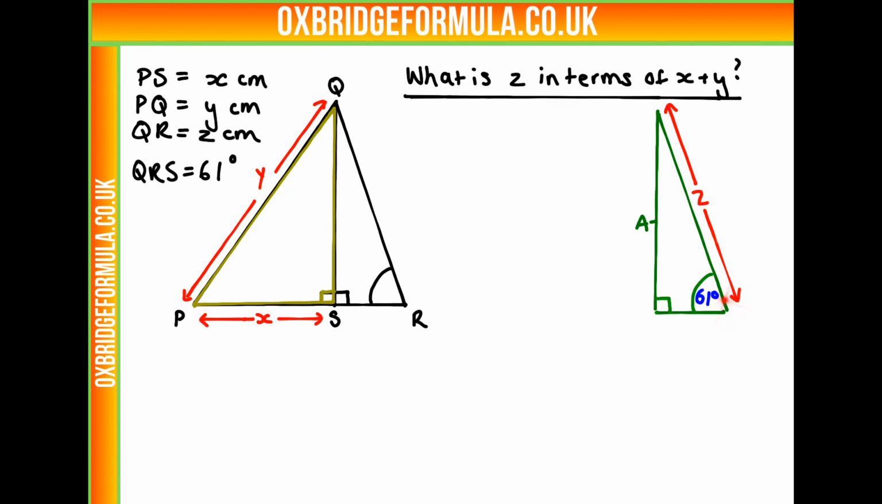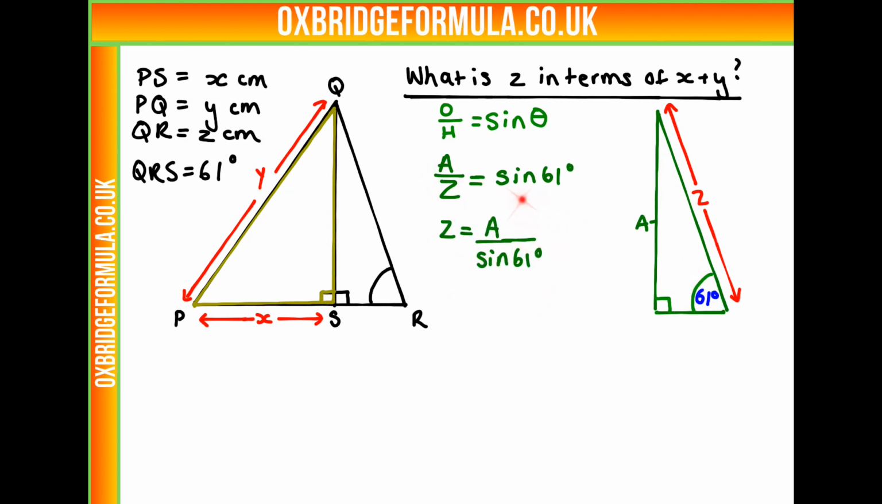Well, we know we have the angle, the side that's opposite the angle, and the line that is the hypotenuse. We've got the opposite and the hypotenuse. So what do we know about a trigonometry equation we can use for that? Well, we know opposite over the hypotenuse is the sine of the angle. So we can work out an expression for z. We can do a over z equals sine 61, our angle here. So z equals a over sine 61.